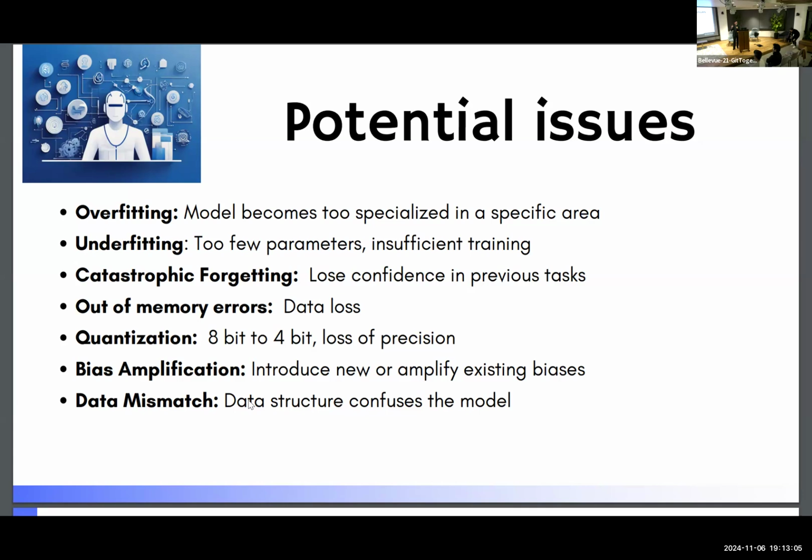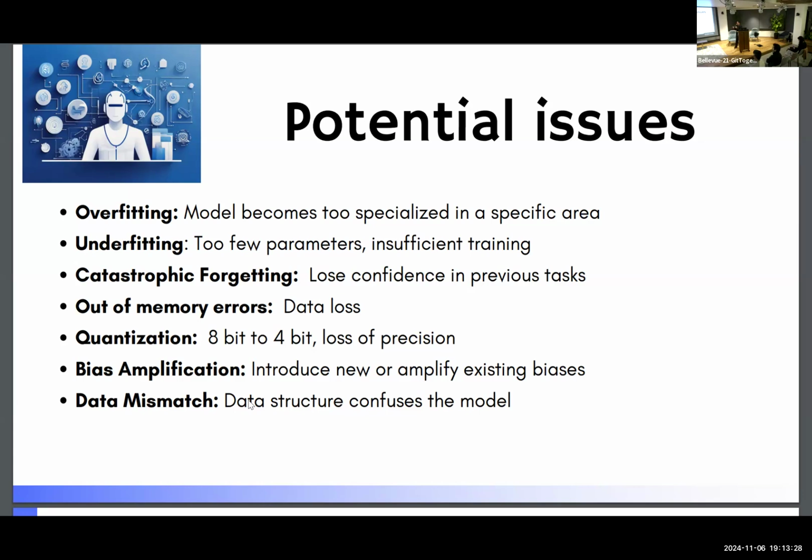If you're running into out-of-memory errors, you're going to start to lose data. If you're using a computer that's not powerful enough, you're going to get quantization, where it's going to step down from like an 8-bit down to a 4-bit, and you're going to lose precision in your data. So be careful of the type of hardware that you're training your data on.